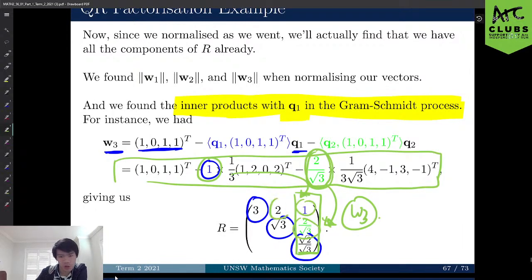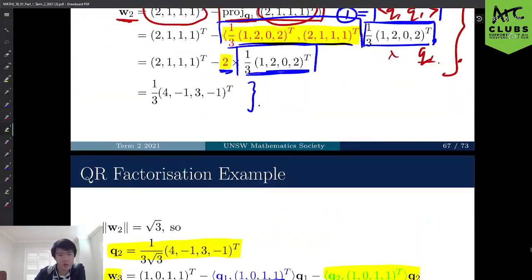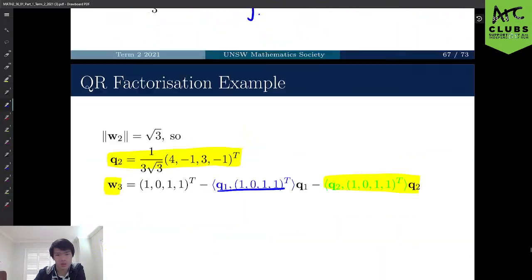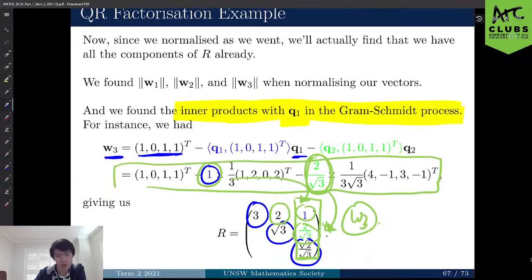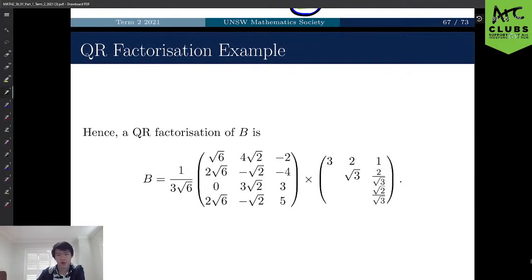You can probably imagine where 2 comes from. 2 comes from our previous equation, where we found W2, using its inner product with Q1. So we had this thing, this is 2, and so that's why we have that down there. So just to recap, what we do is we find our diagonals first, using the norms of each of our W1s, and then we can go back to our Gram-Schmidt process and look at the coordinates down here. And we'll get this as well. And so to recap, our QR factorization is just going to be this times this.